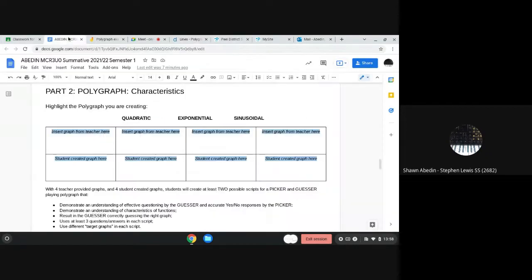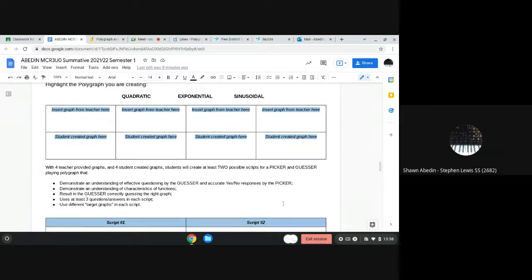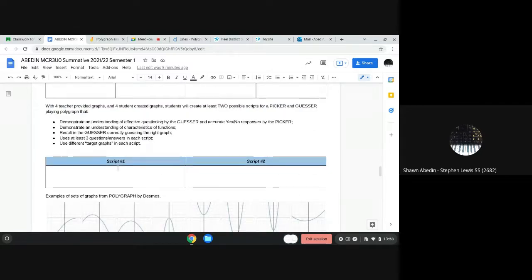So for our summative, what's going to happen is there will be 8 graphs, 4 supplied by your teacher, 4 supplied by the student, and then the student will provide scripts that would be possible ways that a game could be played out with these graphs. Okay, so here you want to be able to demonstrate an understanding of effective questioning by the guesser and accurate yes/no responses by the picker. Demonstrate an understanding of characteristics of functions.